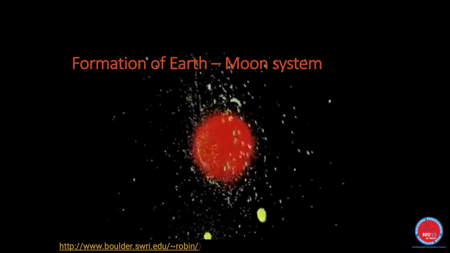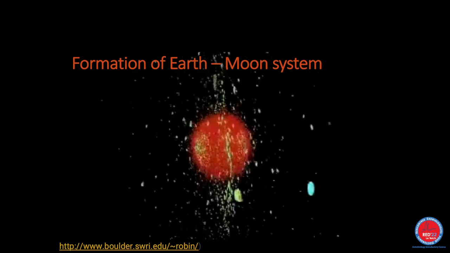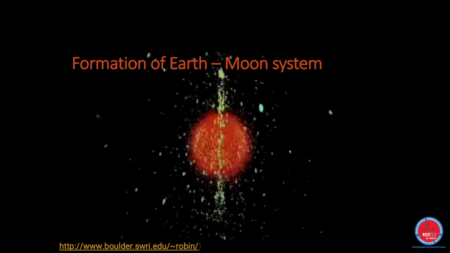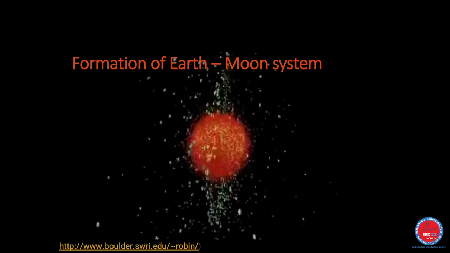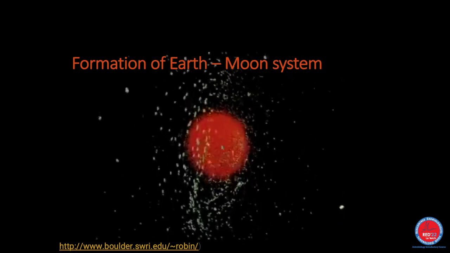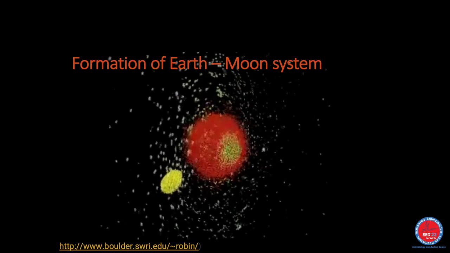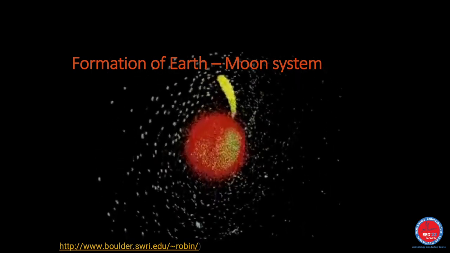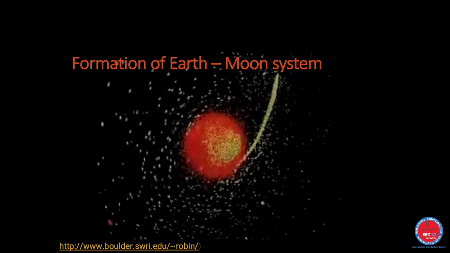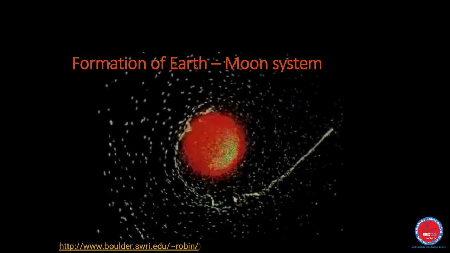However, there is good reason to think that without this particular impact, we would not be here. There could have been some microorganisms on Earth even without the Moon, but more complex organisms like us wouldn't make it. Any ideas why? Anyone heard about that? Think about Mars.